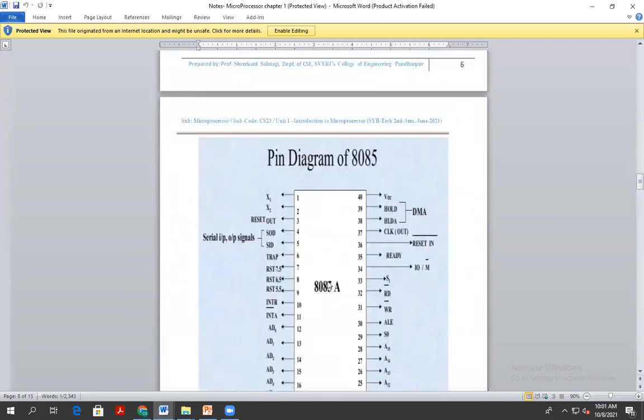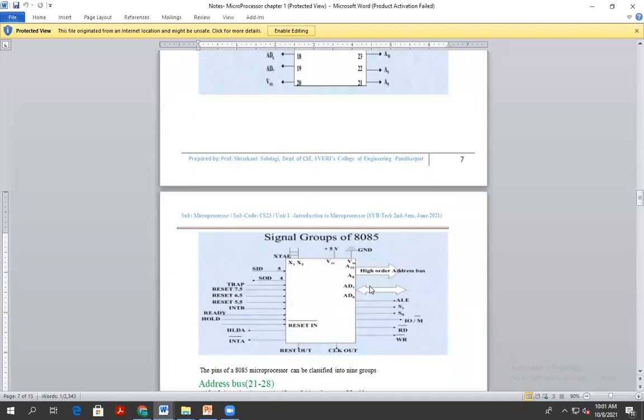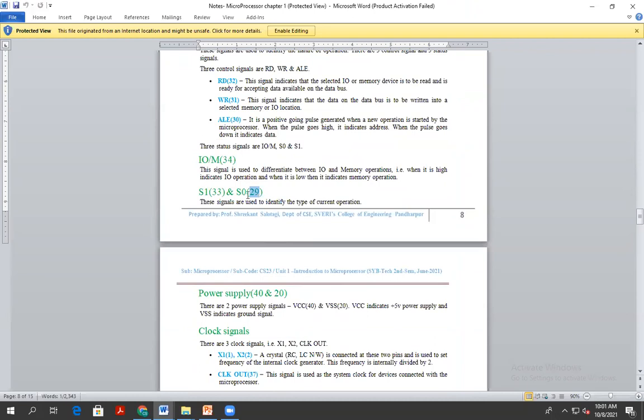Next, pin number 33 and pin number 29. Pin 33 is S1 and pin 29 is S0. These signals are used to identify the type of current operation. The type of current operation means whether it is a read operation or a write operation, an input and output operation, or a memory operation. It is differentiated by these pins: pin 29 is S0 and pin 33 is S1.